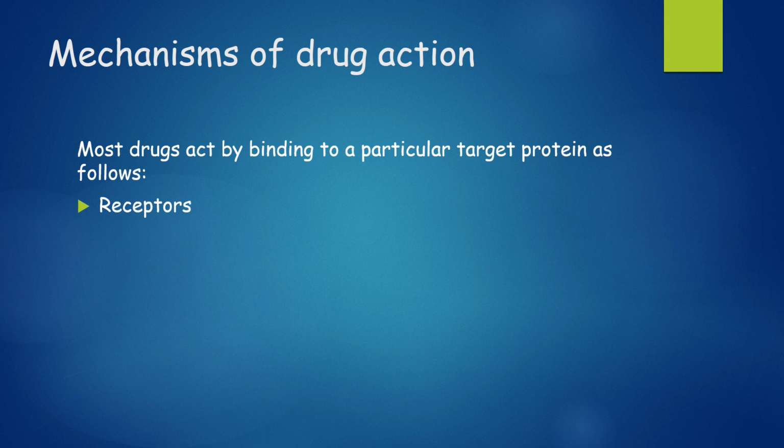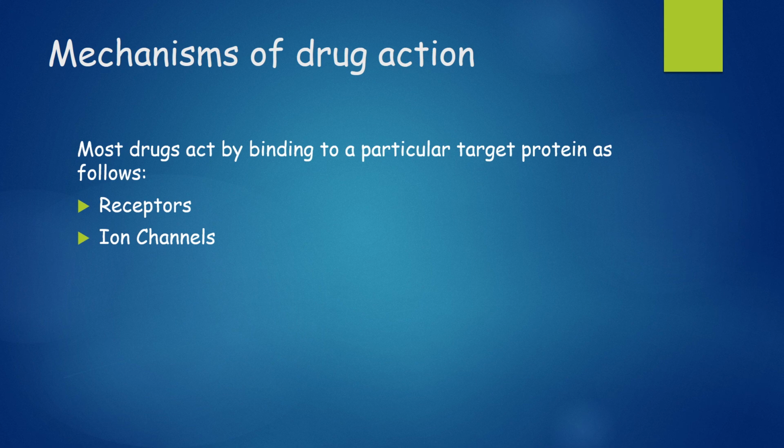Okay, a receptor is a target protein. It is made of protein molecules, and the drugs will bind to these receptors. Next one is ion channels. Another type of target protein is ion channels.